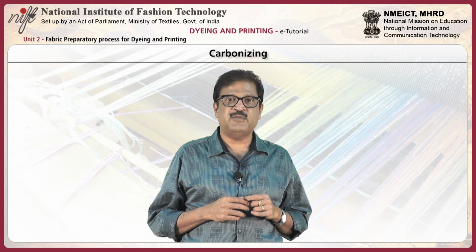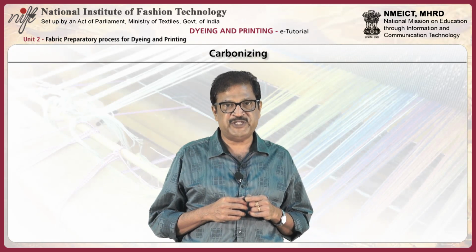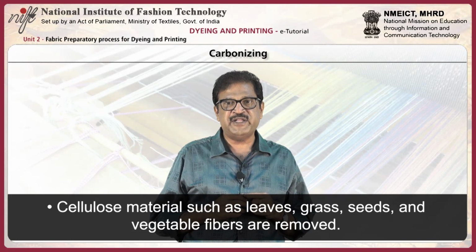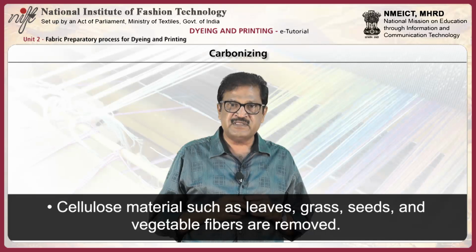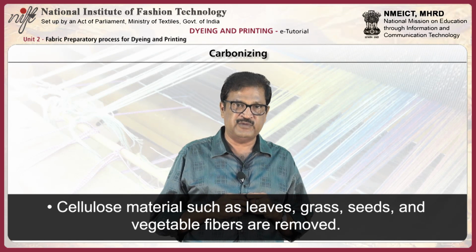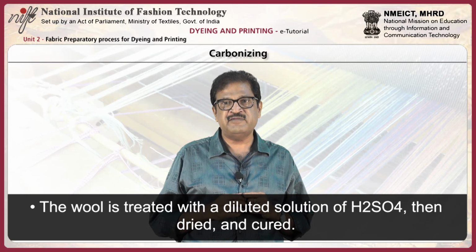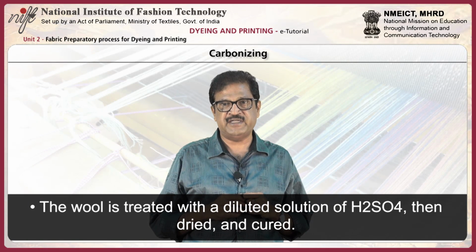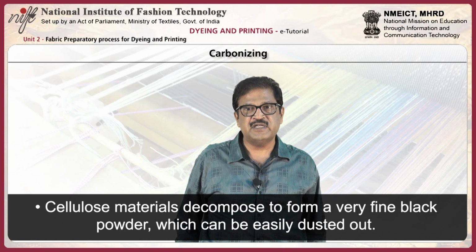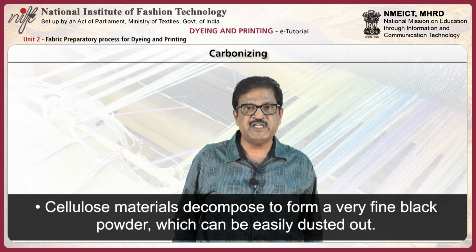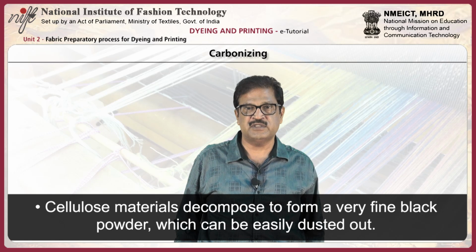Next we will discuss another process of wool preparation, that is called carbonization. Carbonizing, in this case, cellulose material such as leaves, grass, seeds and vegetable fibers are removed. The wool is treated with a diluted solution of sulfuric acid, then dried. Cellulose materials decompose to form a fine black powder which can be easily dusted out.